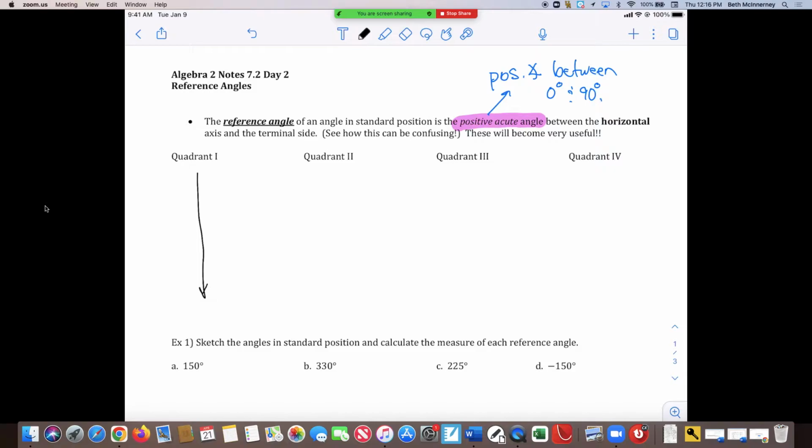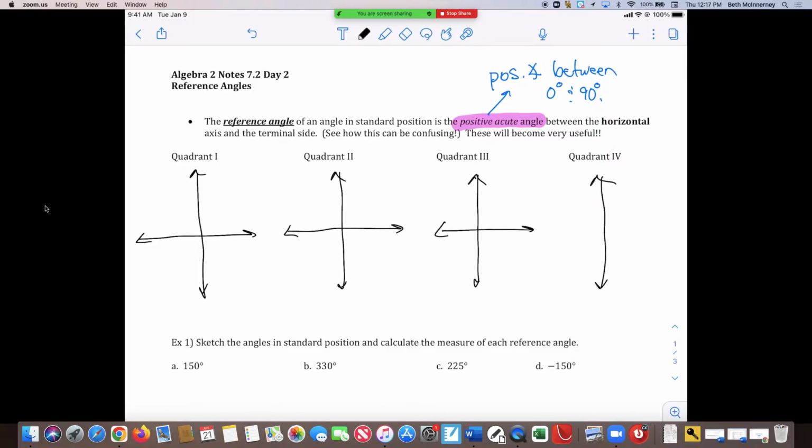And then we'll use them in later sections as well. Let's go ahead and make 4 coordinate grids. So again, a reference angle is a positive angle between 0 and 90, and it's from the terminal side to the x-axis.